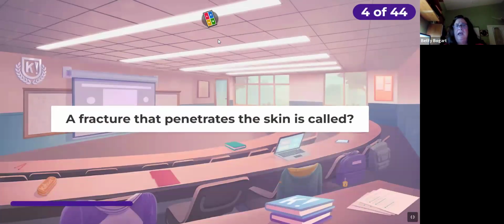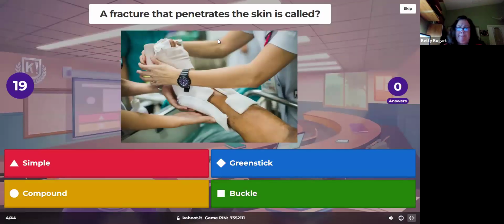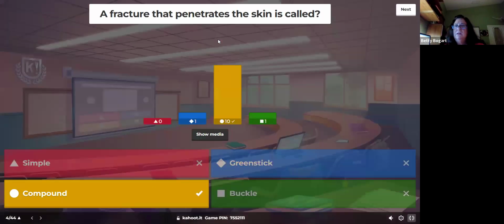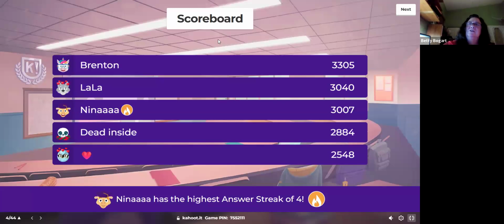Get in the habit. A fracture that penetrates the skin is called what? So open or compound. What's the treatment for an open compound fracture? Well, antibiotics, right? Our biggest concern is infection.